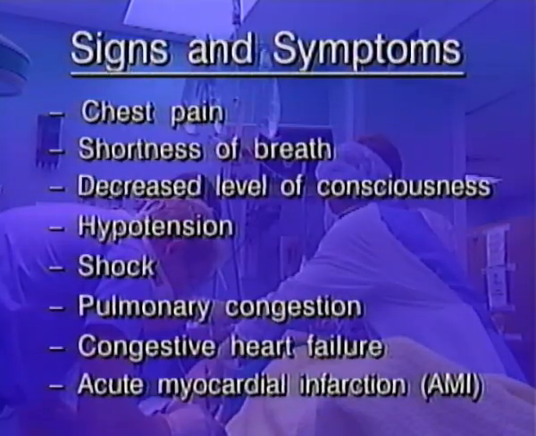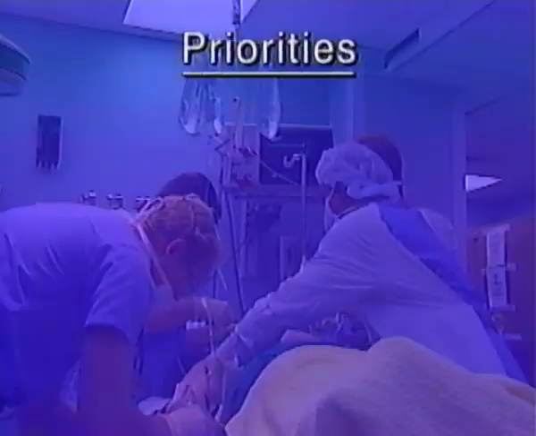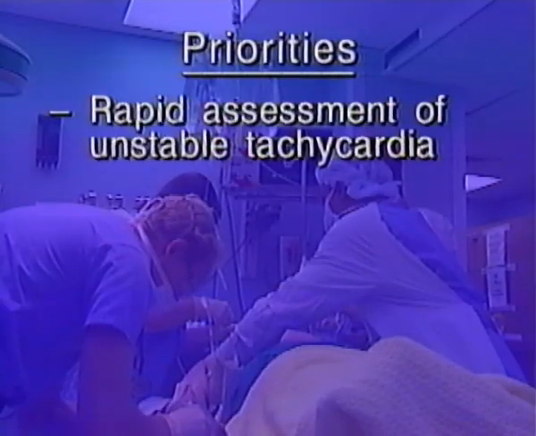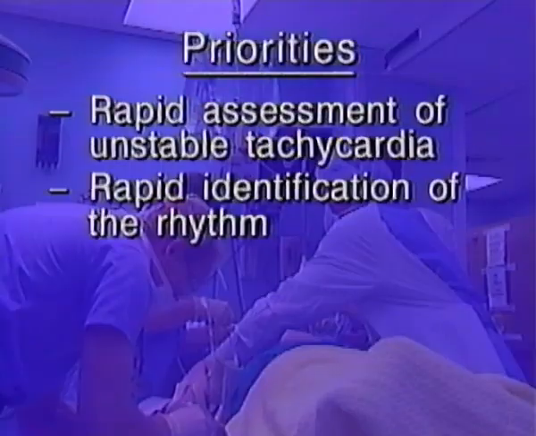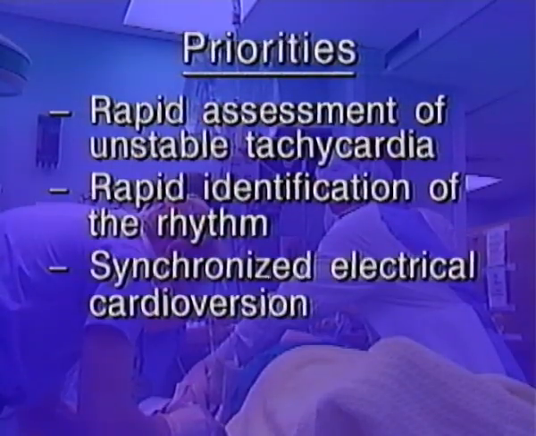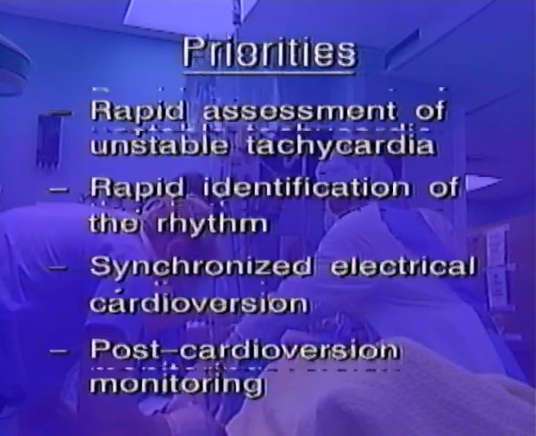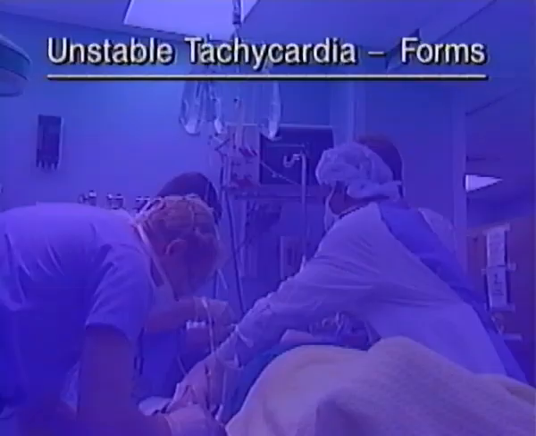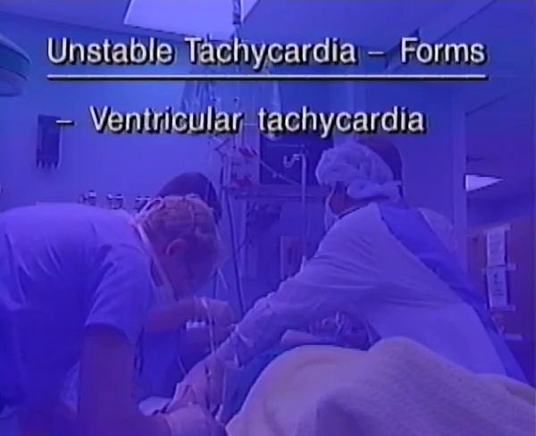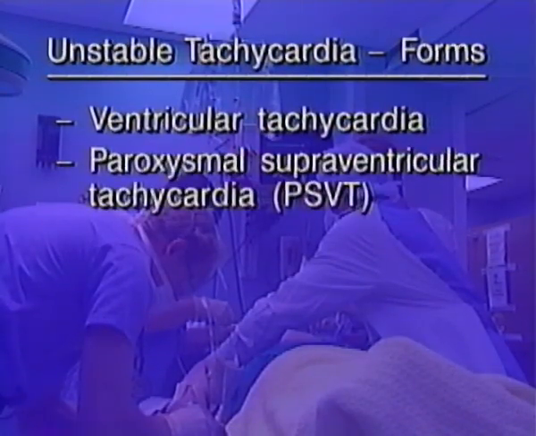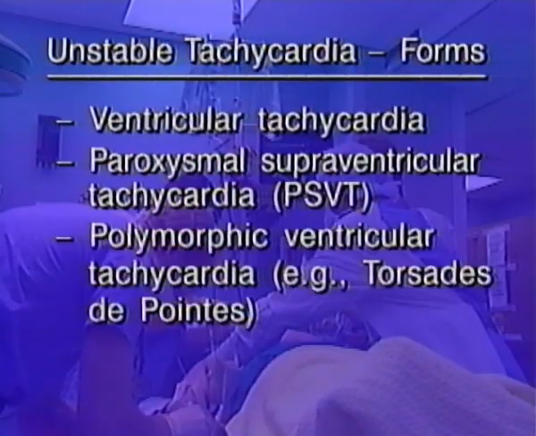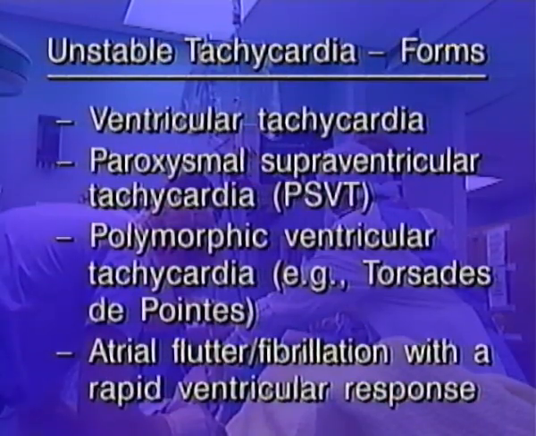When treating a patient with unstable tachycardia, emphasis should be placed on rapid assessment of unstable tachycardia and identification of the rhythm, synchronized electrical cardioversion, and post-cardioversion monitoring. Unstable tachycardia can result from a number of tachyarrhythmias, such as ventricular tachycardia, paroxysmal supraventricular tachycardia, polymorphic ventricular tachycardia such as torsade de pointes, and atrial flutter or atrial fibrillation with a rapid ventricular response.